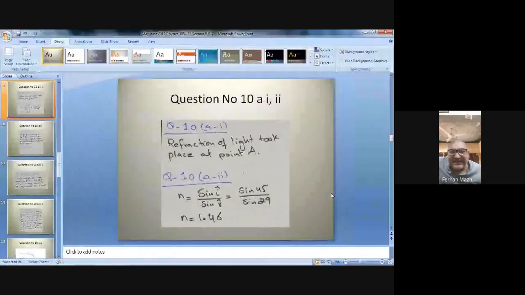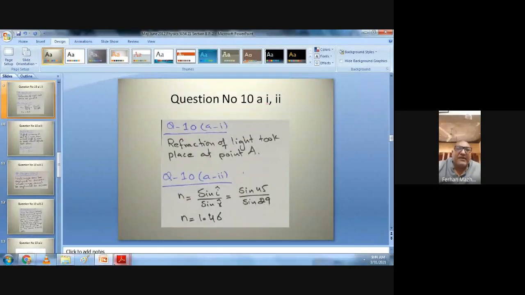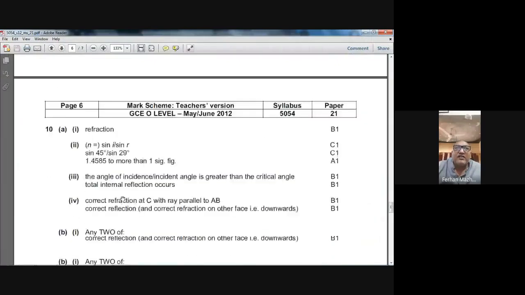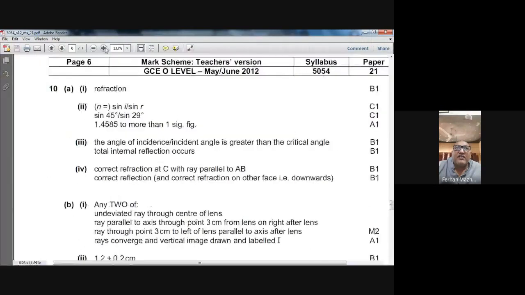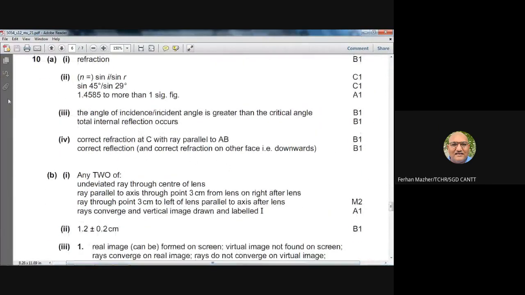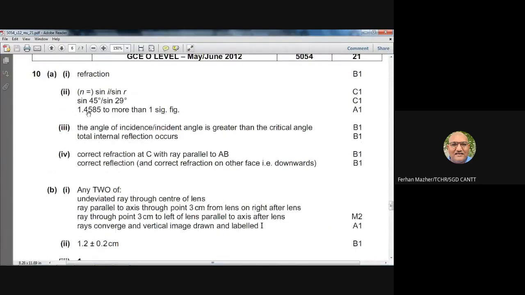Muskan, do you understand this? Yes, sir. Okay, let's check the marking scheme to see if our answers are right. Here the final answer for the second part is 1.458, approximately 1.46. So our answer is right.